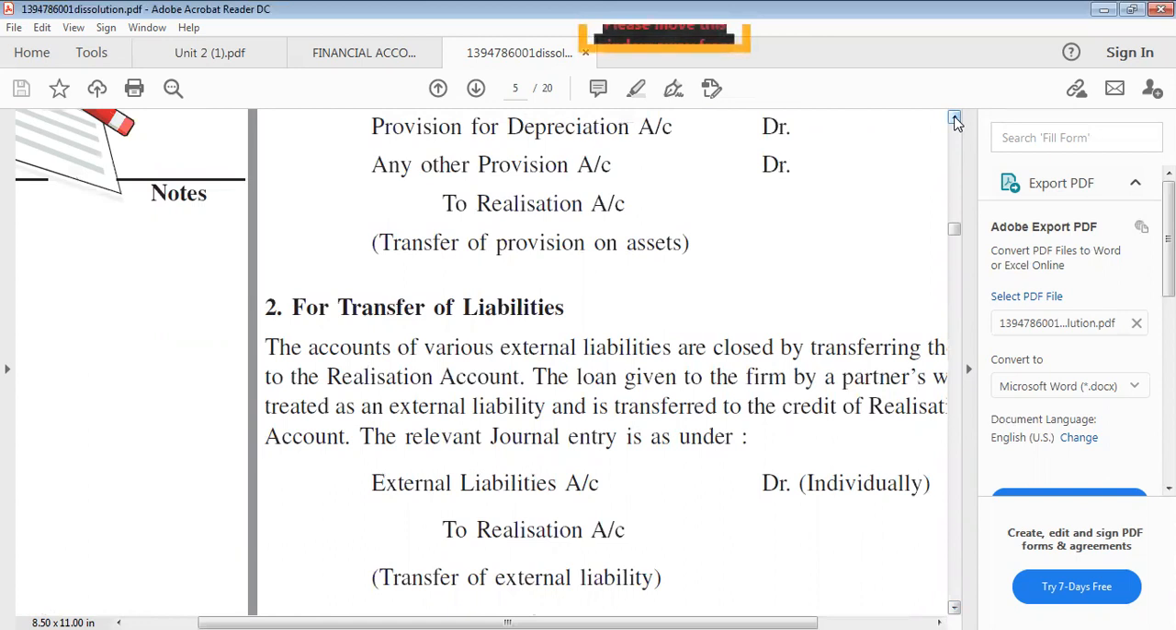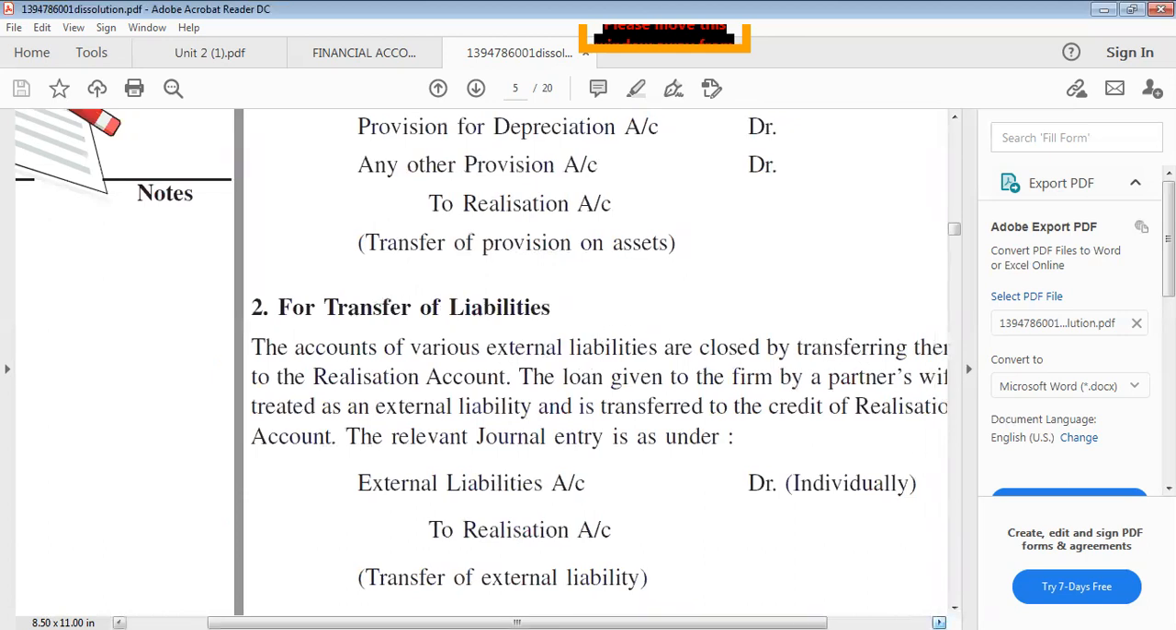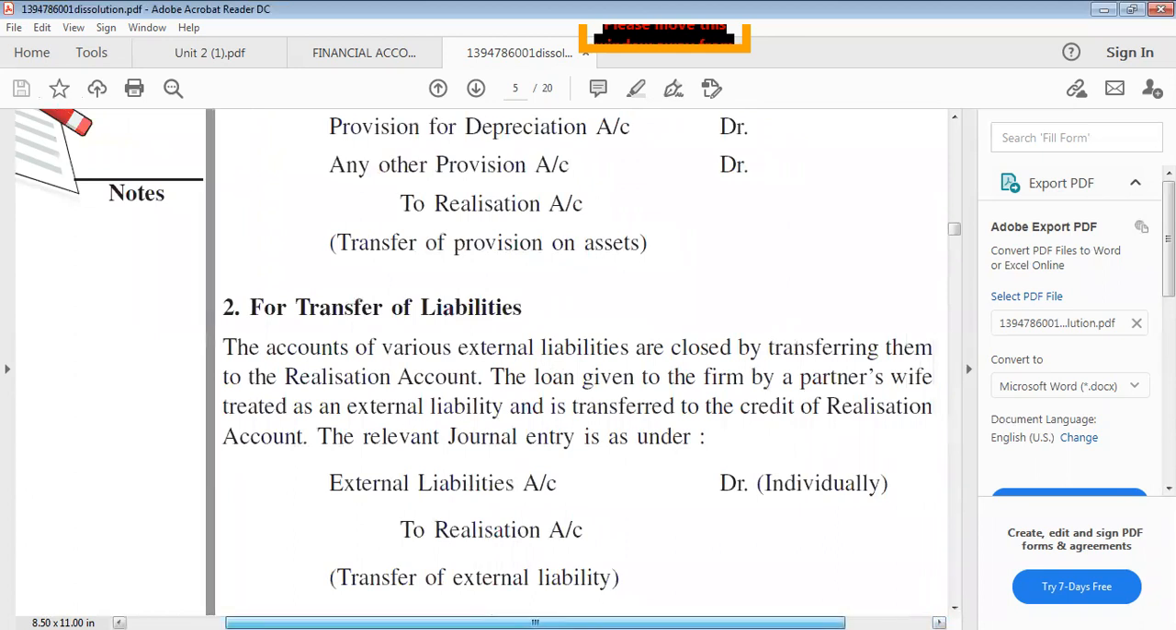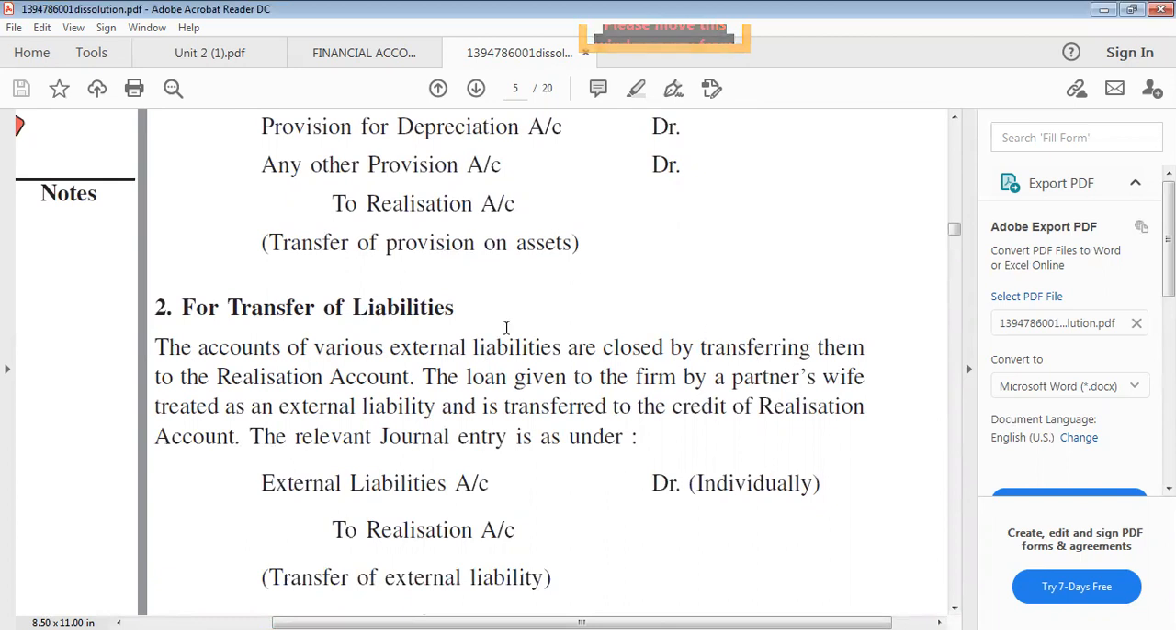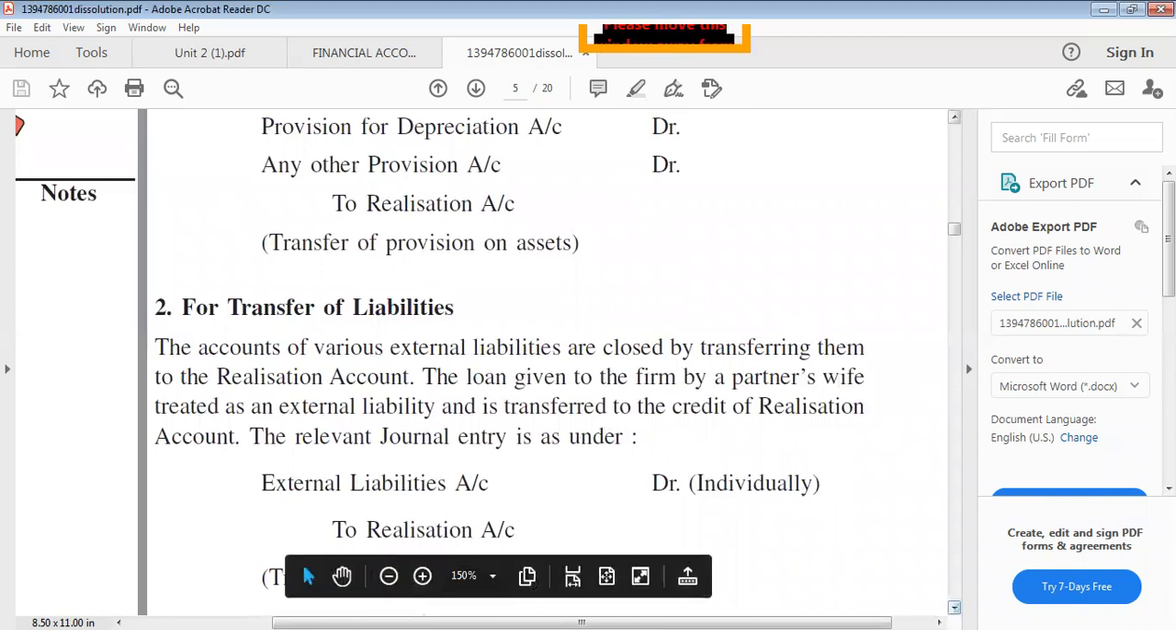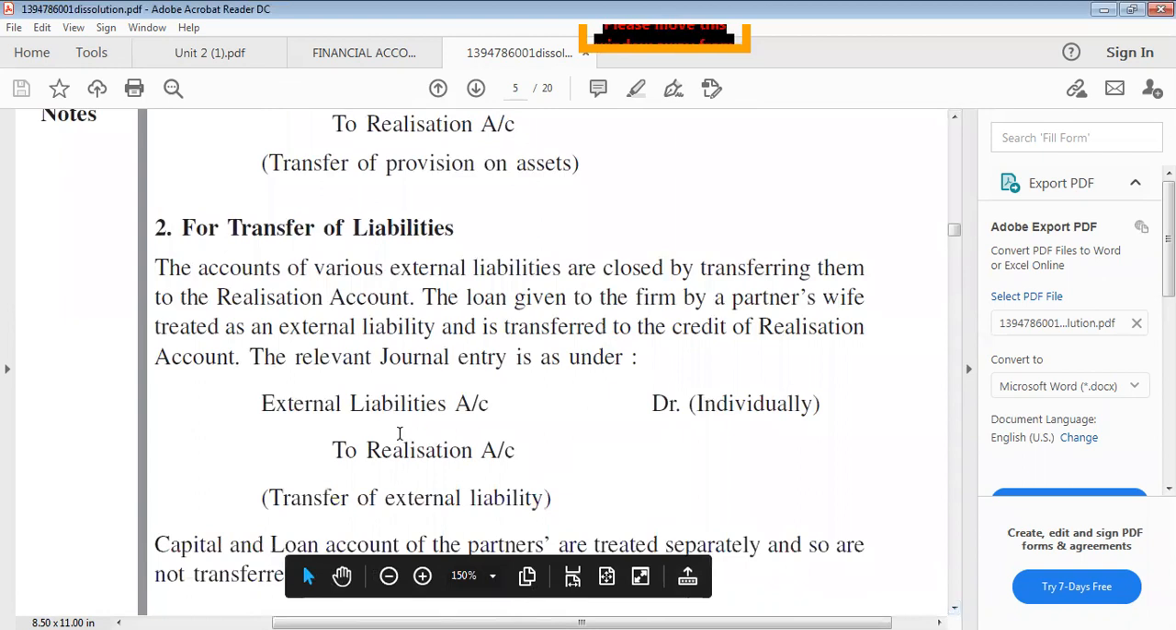For the transfer of liabilities, the accounts of various external liabilities are closed by transferring them to the realization account. The loan given to the firm by a partner's wife is treated as an external liability and is transferred to the credit of the realization account. The relevant journal is as follows: debit external liability and credit realization account. Okay.